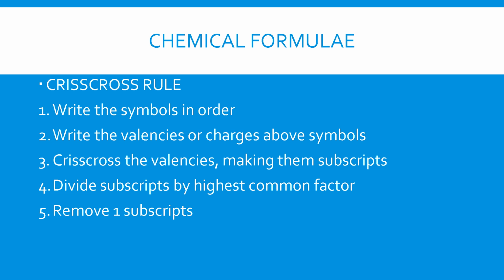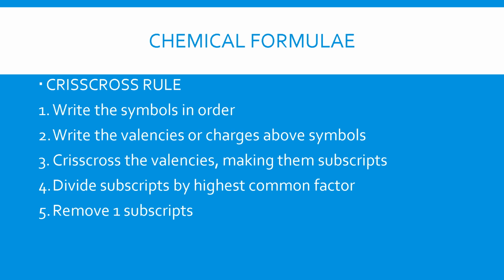According to this rule, there are some steps we have to follow. Always write the symbols in order. When we say symbols in order, generally the metal symbol is written first, on the left side, and the non-metal symbol is written on the right side, second. While writing the name also, it starts with the metal name and then the non-metal name. For example, calcium chloride. Calcium is a metal and chlorine is a non-metal.